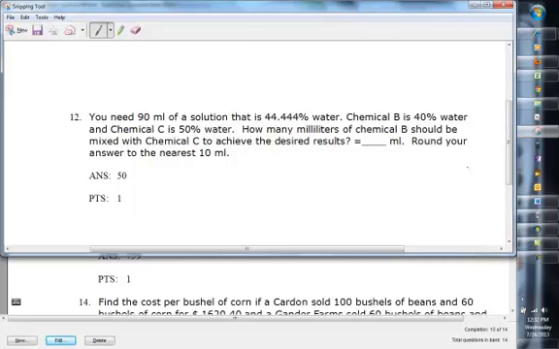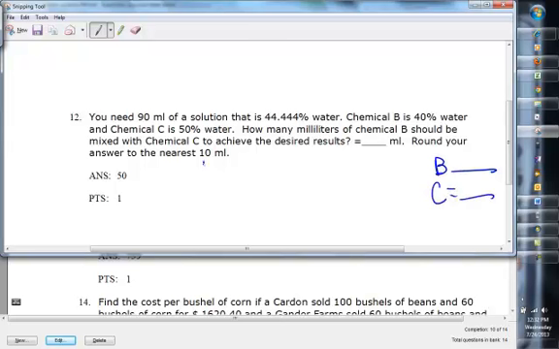You need 90 milliliters of solution that is 44.44% water. Chemical B is 40% water. Chemical C is 50% water. How many milliliters of chemical B? So that's what we're looking for. And then C is our other one to achieve the desired results.